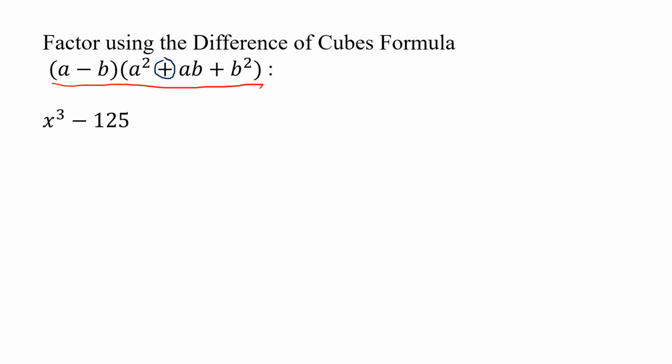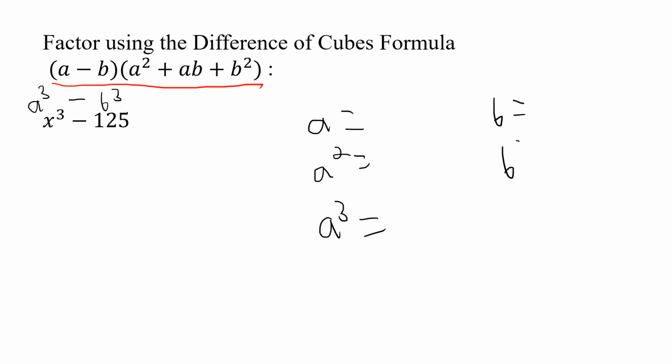So here we're dealing with a cube minus a cube. We're dealing with x cubed minus 125, so something in the form of a cubed minus b cubed. So let's go ahead and find a, a squared, a cubed, b, b squared, and b cubed. This is very similar to what we did last time. We found all parts of our formula, right?